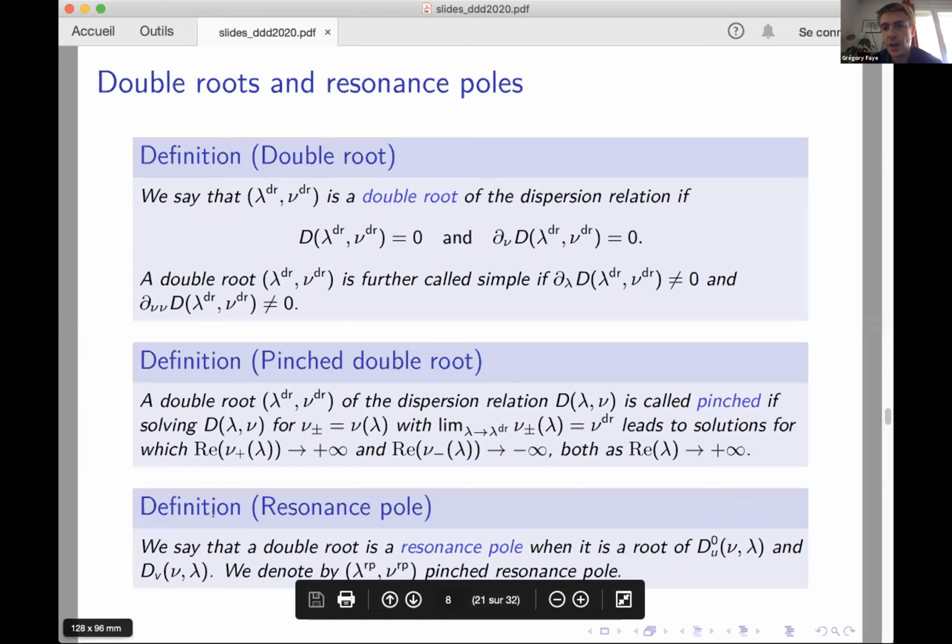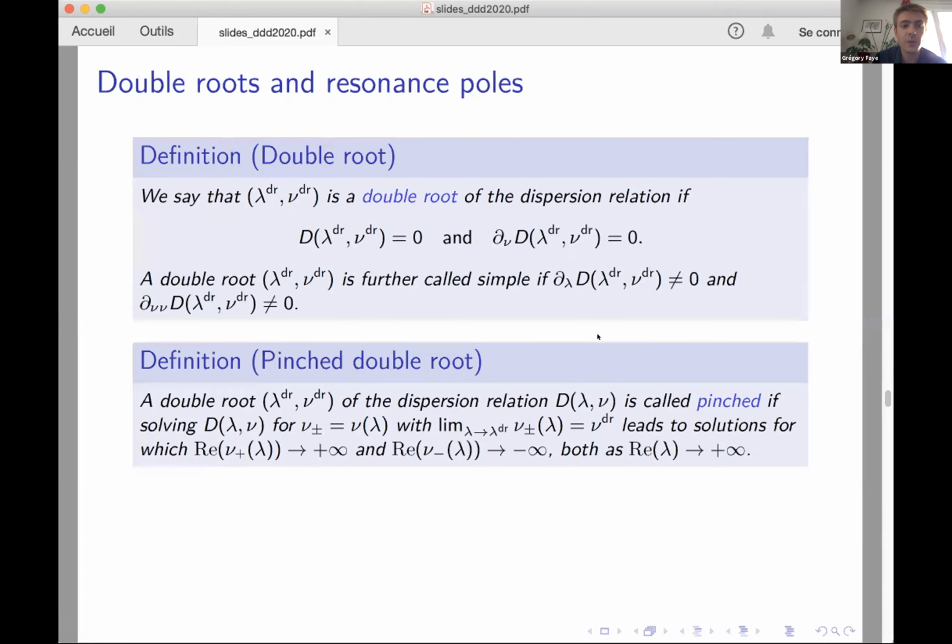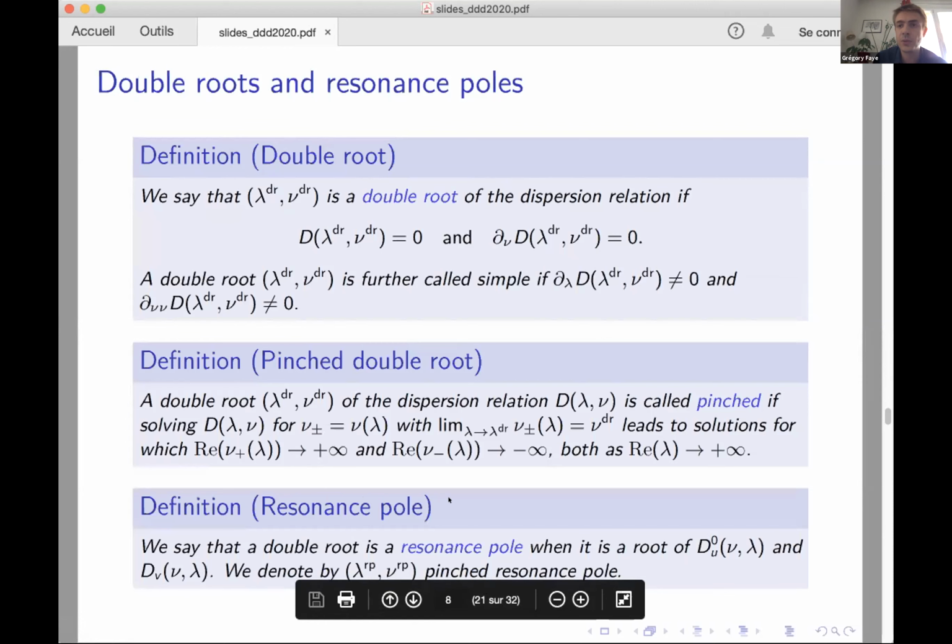And another definition we've just seen before: our dispersion relation is formed of the product of two dispersion relations, one from the U component, one from the V component. And I will just say that I have a resonance pole when we get a double root where one root comes from the U component and one root comes from the V component.